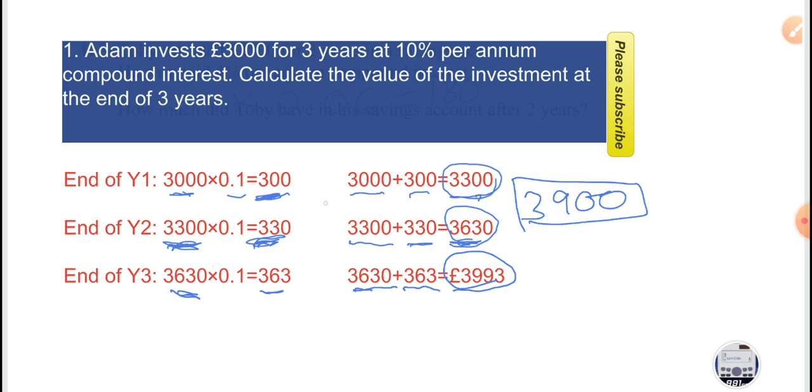But this is a lot of working out. It's very tedious. There must be a faster way of working out compound interest. So this is the example of compound interest, and luckily there is a faster way.